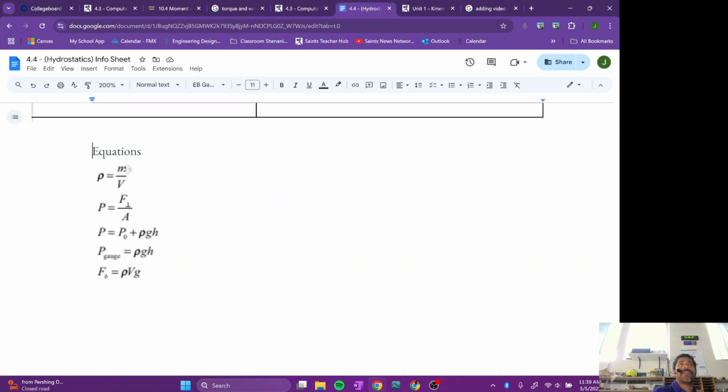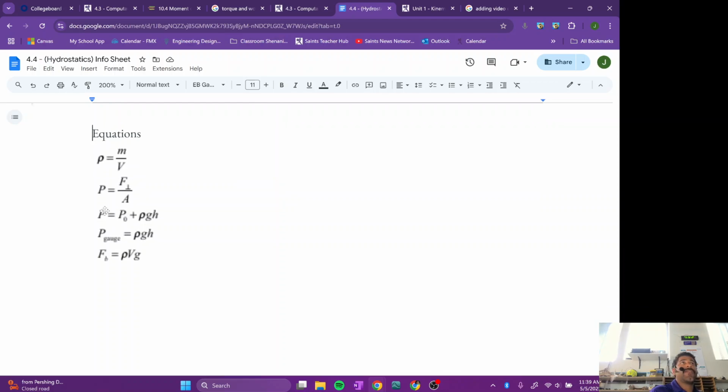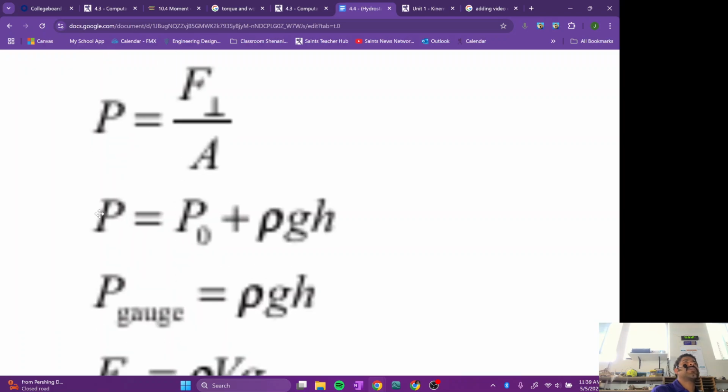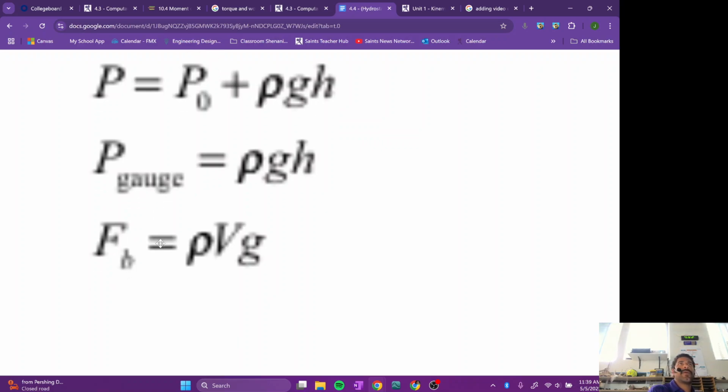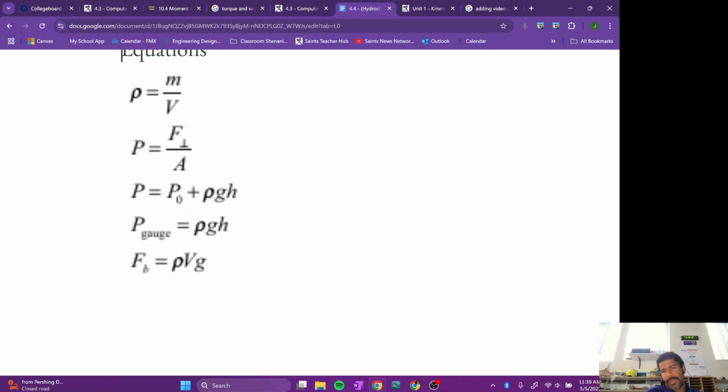This is the equation pool that you're dealing with, right? We have density is equal to mass divided by the volume. We have that pressure is equal to force divided by area. And then we also have over here, what is this a formula for? No, it's not. It's the absolute pressure. The absolute pressure is equal to the atmospheric pressure plus the gauge pressure. Gauge pressure is equal to density times gravity times the depth. They might throw in buoyant force on there, but y'all are prepared.